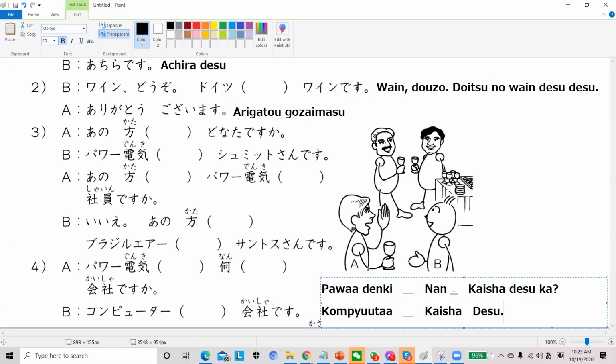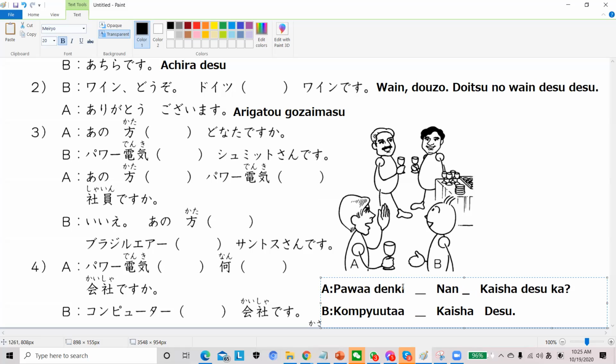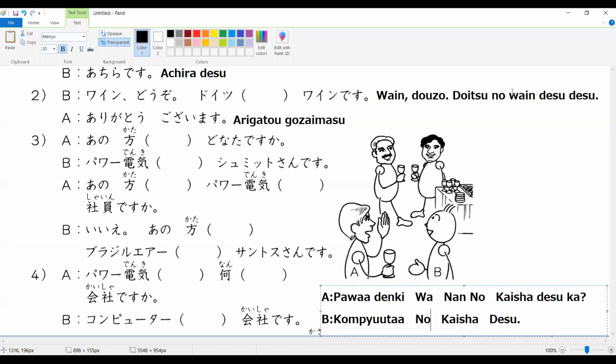Pawa blank, non-blank kaisha desu ka? Then he said, computer blank kaisha desu. So how are you going to answer that one? Okay, Pawa Denki. What particle are we going to use? Like in this case here, it says the Pawa Denki, okay, what company is it?